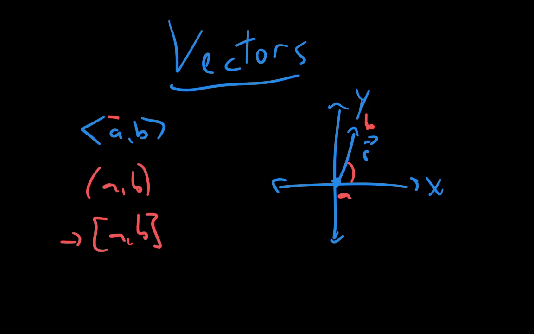So we can also say, well, we go this far on the x-axis, and then we go this far up on the y-axis, and this is our vector again. It's like an ordered pair, except instead of just having some random point, now we draw an arrow to that point.